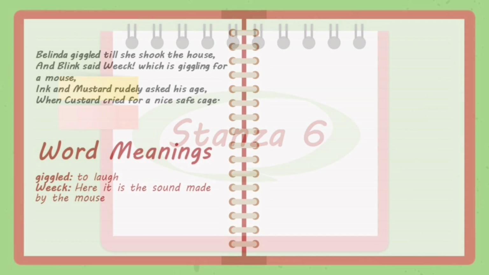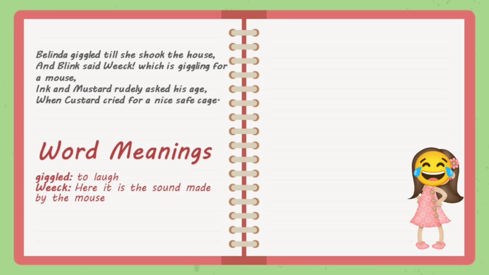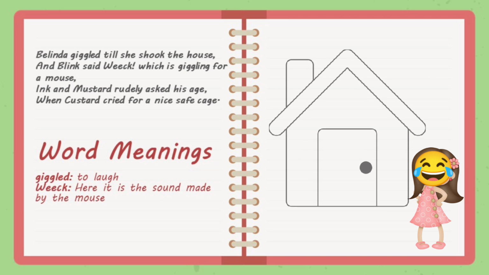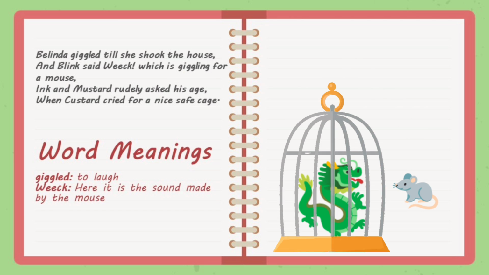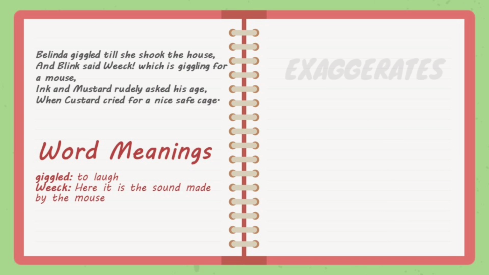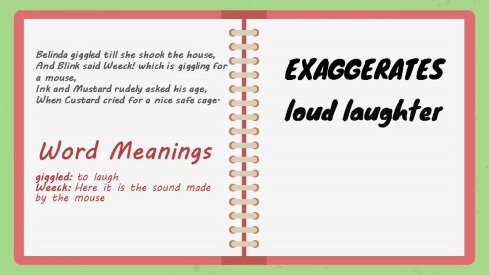In stanza 6, Belinda used to laugh so loudly at the cowardice of the dragon Custard that her laughter shook the whole house. Blink the mouse also laughed at him. When Custard demanded a comfortable and safe cage to live in, Ink and Mustard made fun of him by asking him how old he was that he was scared of every little thing, meaning thereby that he behaved like a baby. The poet exaggerates the impact of the loud laughter of Belinda to create humor.